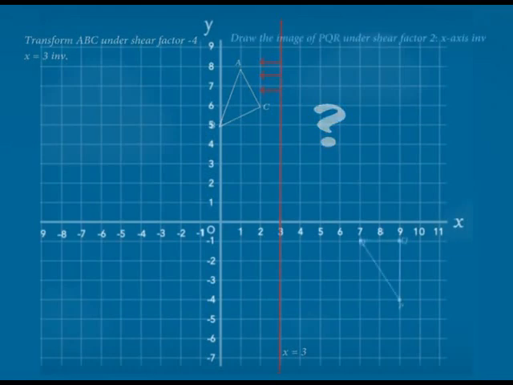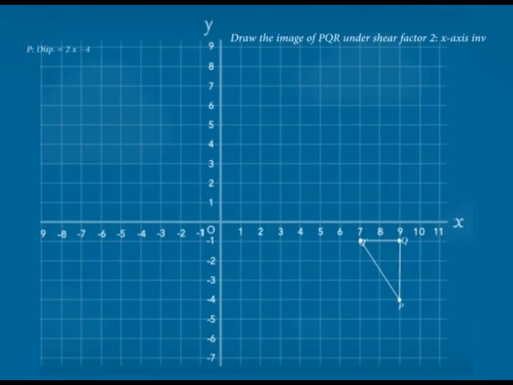For example, draw the image of triangle PQR under a shear factor 2 with x-axis invariant. Let's start with P. Perpendicular distance will be -4. S will be 2. Displacement is -4 times 2, giving us -8. So we move 8 units leftwards. This is P prime.